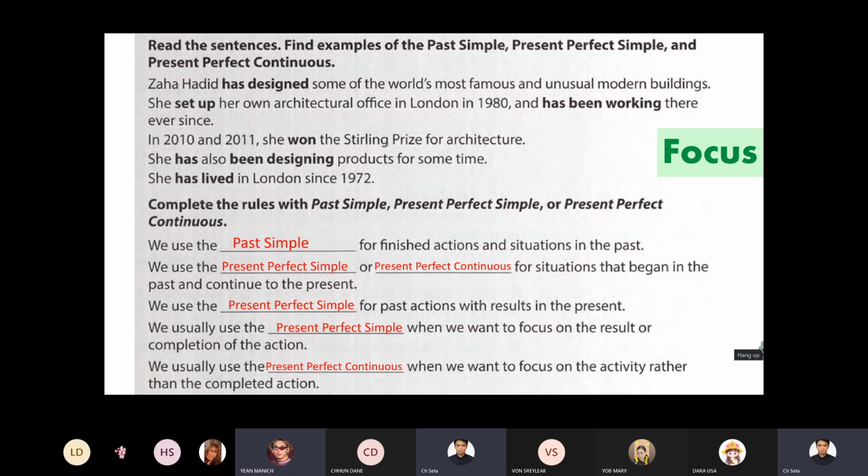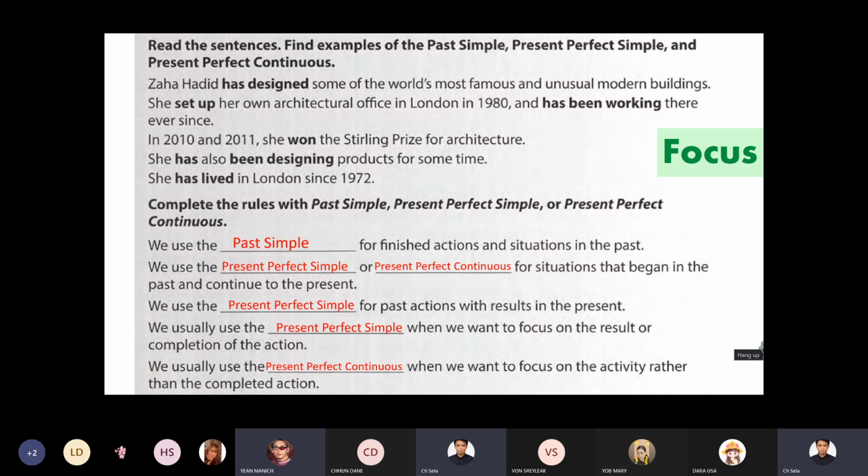Find examples of the past simple, present perfect simple, and present perfect continuous. Zaha Hadid has designed some of the world's most famous and unusual modern buildings. She set up her own architectural office in London in 1980 and has been working there ever since. In 2010 and 2011, she won the Sterling Prize for Architecture. She has also been designing products for some time. She has lived in London since 1972.